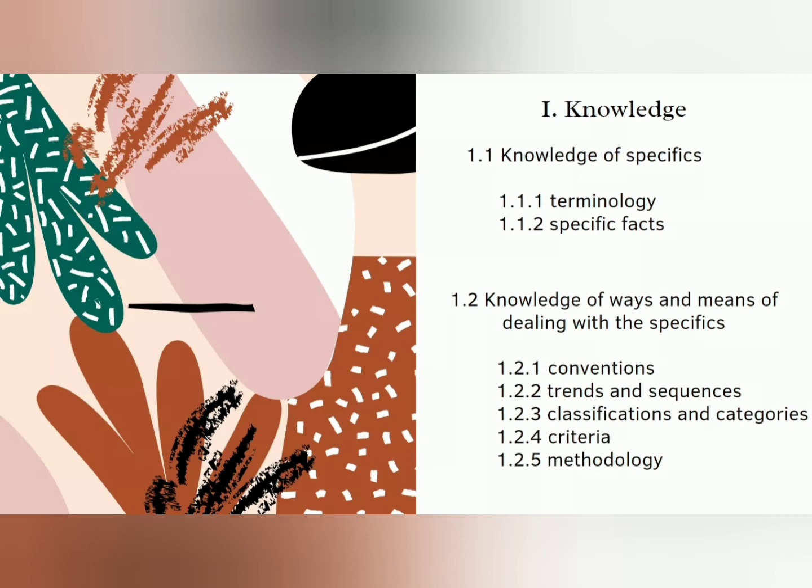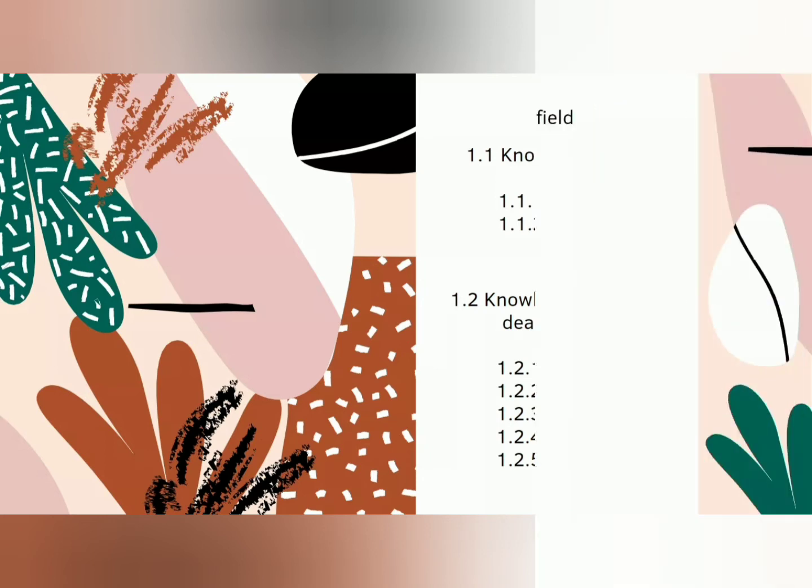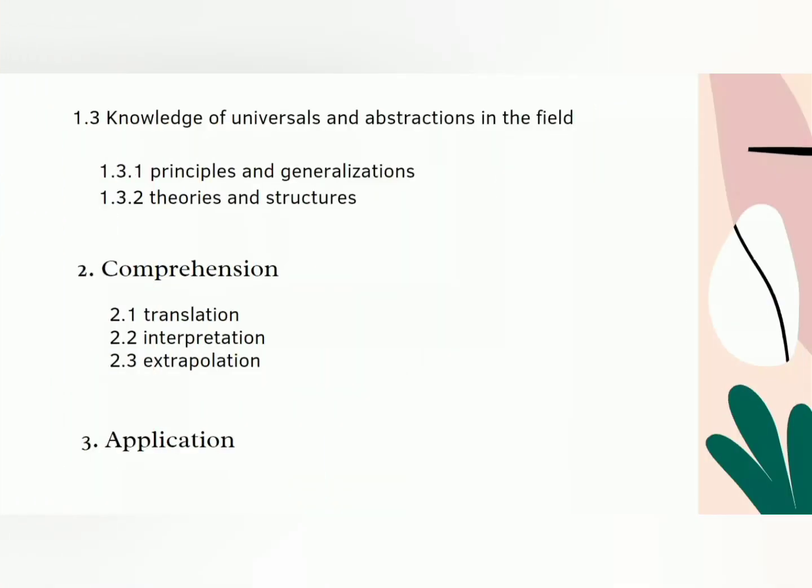Let's proceed to 1.3, knowledge of universals and abstractions in the field, like 1.3.1, the principles and generalizations, theories and structures. So those would be the subcategories for knowledge. Knowledge involves critical thinking by the use of one's mind.